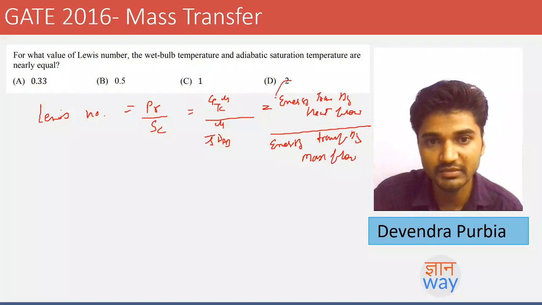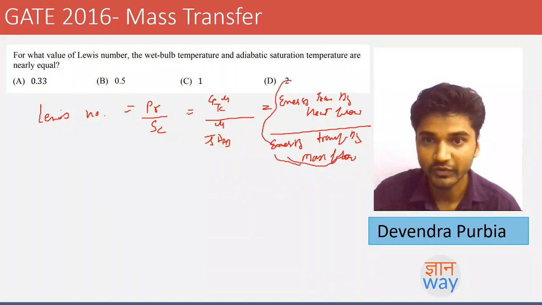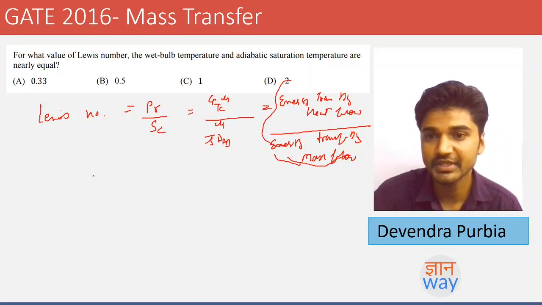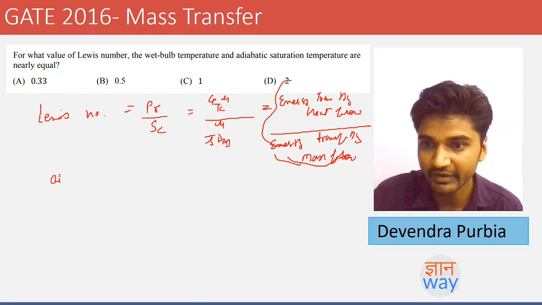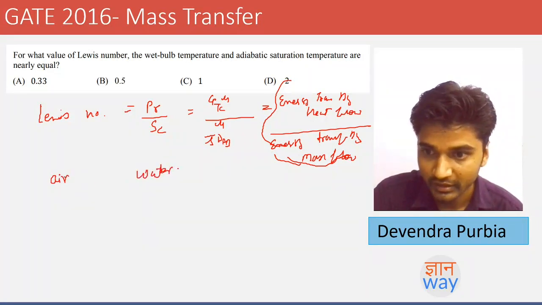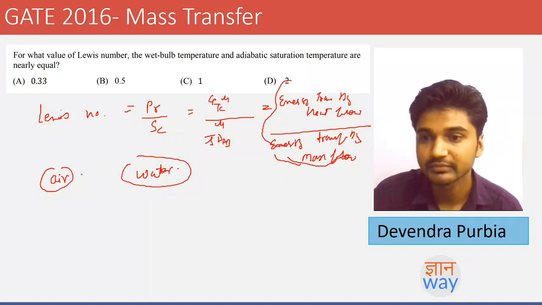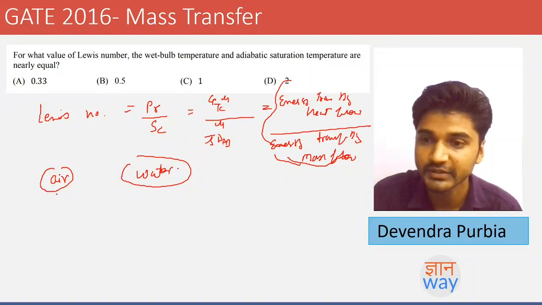So this is the physical meaning of Lewis number. Now wet bulb temperature and adiabatic saturation temperature: consider where we have air and we have water. So for an air and water system, the wet bulb temperature is the saturation temperature.